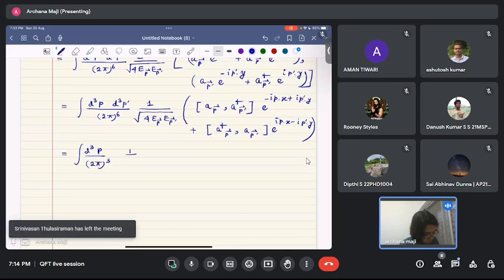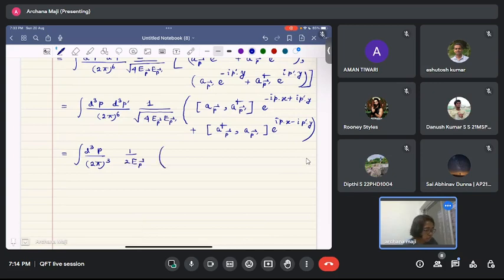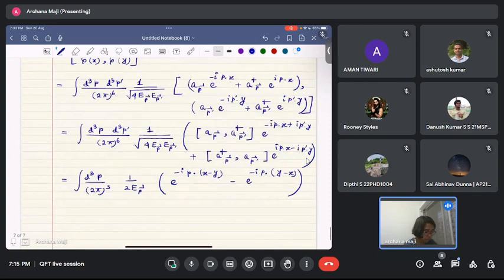So we get 1 over 2 E_p, exponential of minus i p dot x minus y from the first term, and from the second term we get minus of exponential of minus i p dot y minus x. Okay, so these are the two terms we obtained.